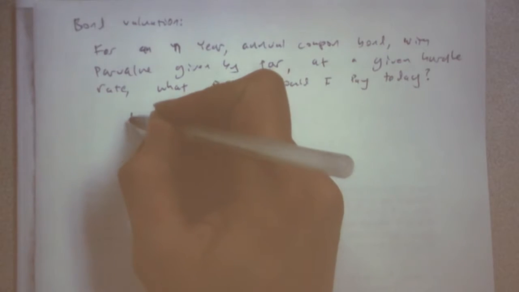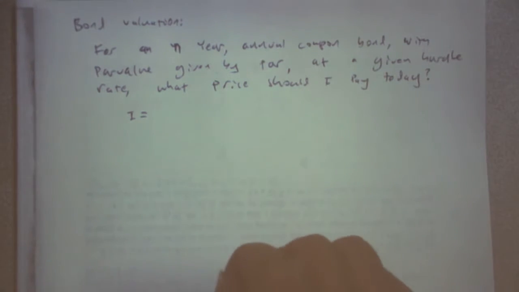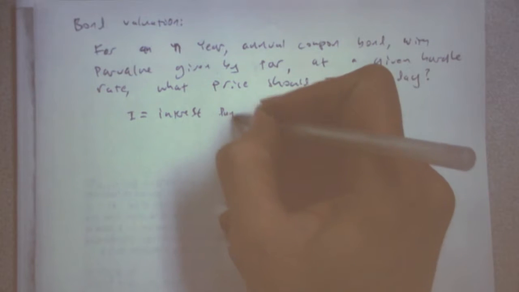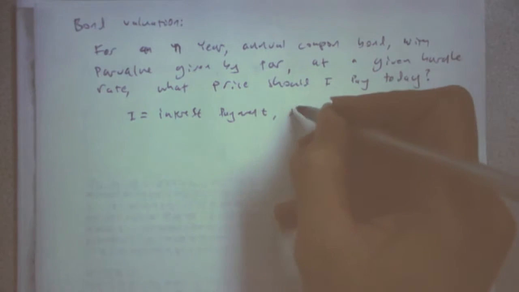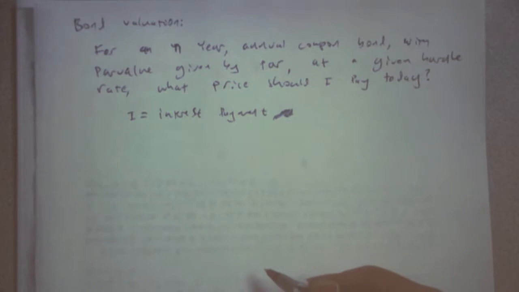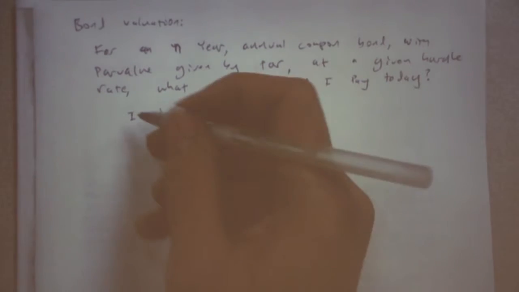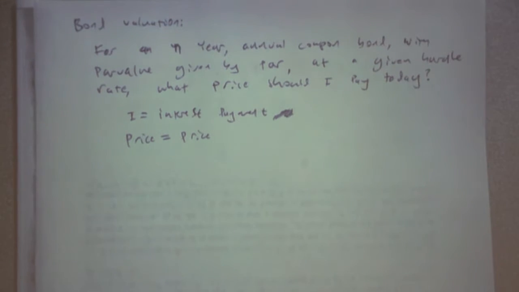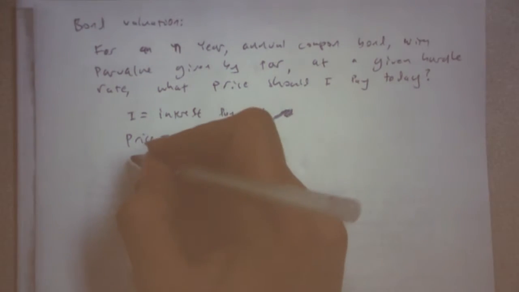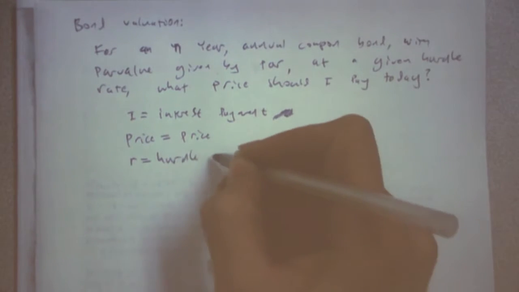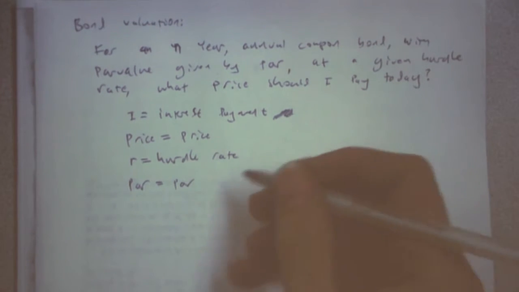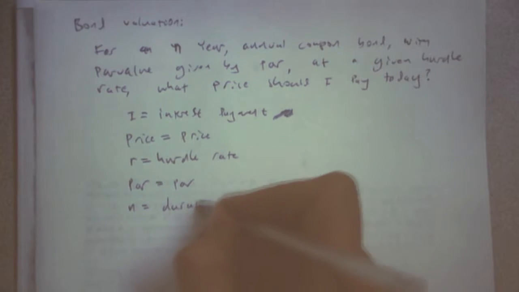Let's introduce some variables. Any questions on what we're going for here? We've got an interest payment, given by I. So it's a 5% coupon, $1,000 par value, and you get $50 per payment. We're going to use the variable Price for the price. R is going to be our hurdle rate. Par is going to be the par value. And N is the duration, the number of years.